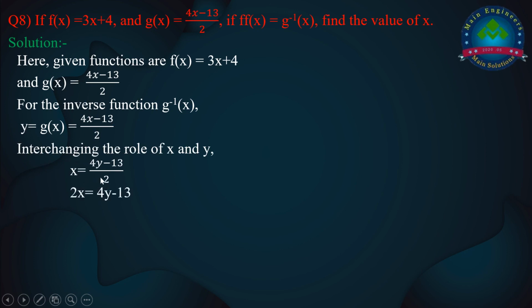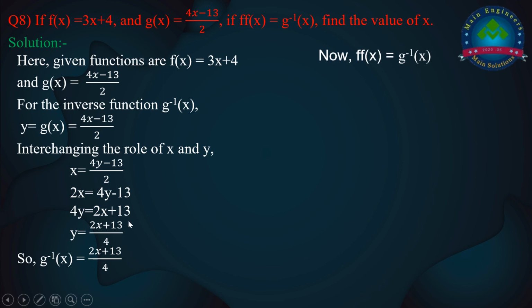Then 2x is equal to, just cross multiply. So 2x is equal to 4y minus 13. Solve for y. Then 4y is equal to 2x plus 13, and y is equal to (2x plus 13) by 4. So this will be our g inverse x is equal to (2x plus 13) by 4.